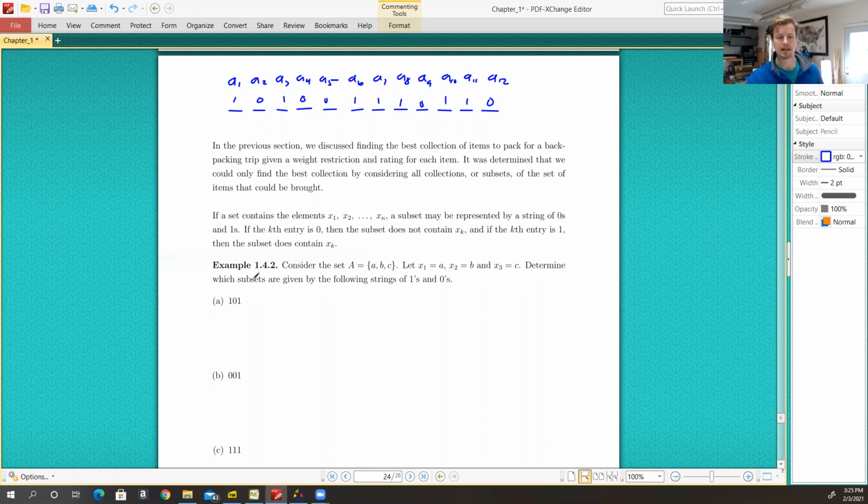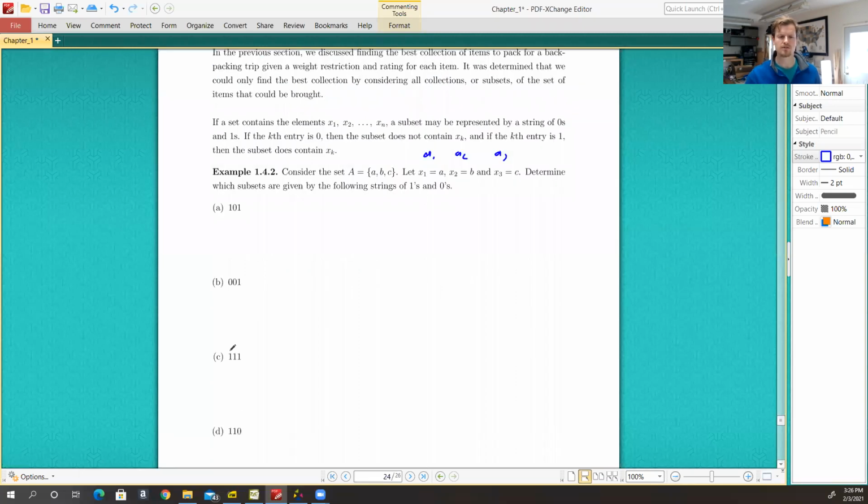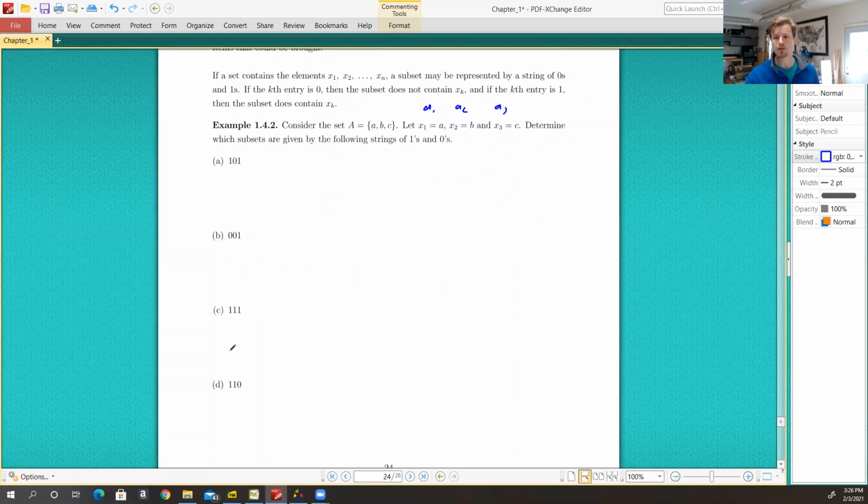So we consider what A sub 1, A sub 2, and A sub 3 are to determine the inclusion or not inclusion of the object. Okay, so let's take a look at each of these strings of 0s and 1s and determine which of the letters A, B, and C are included in our subset. So the string 101 says include A, don't include B, include C.